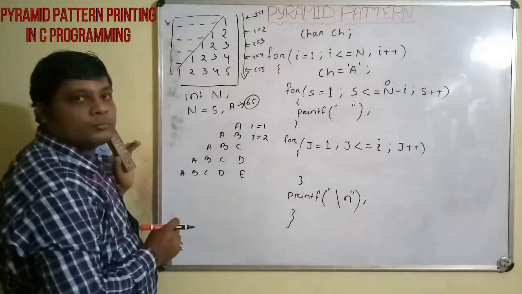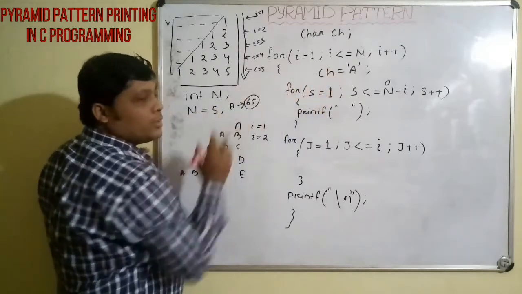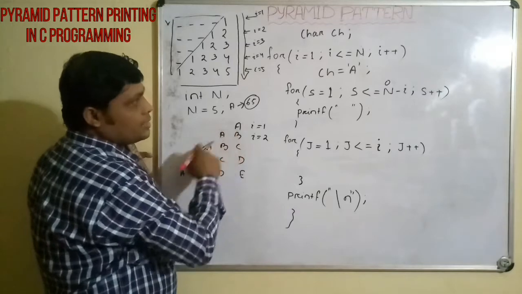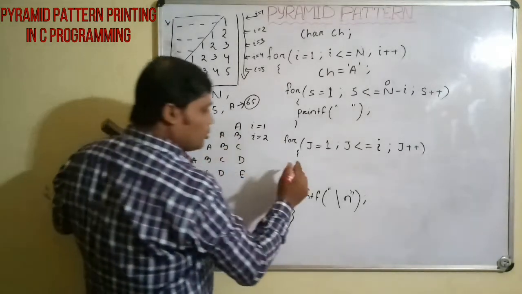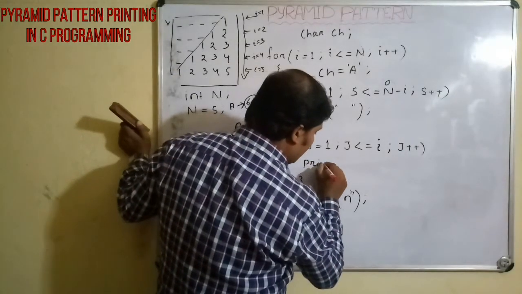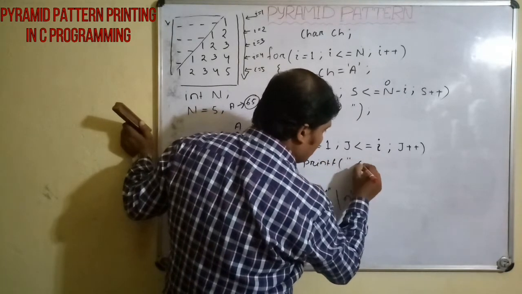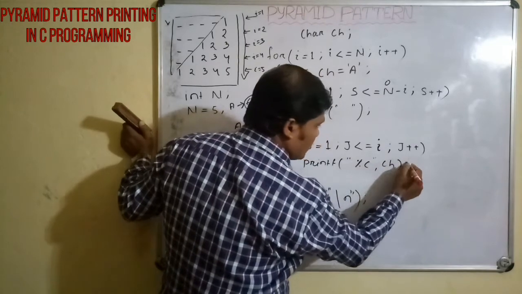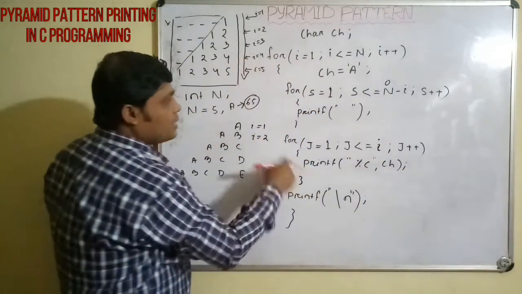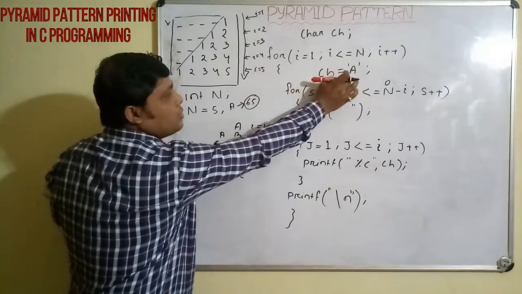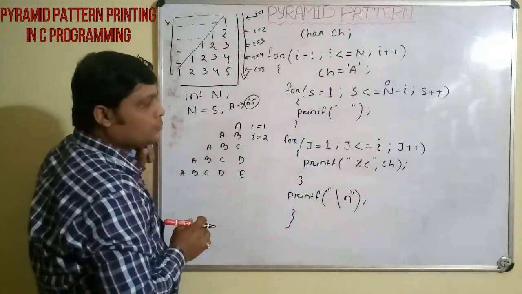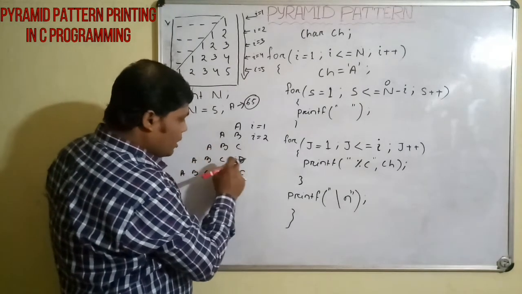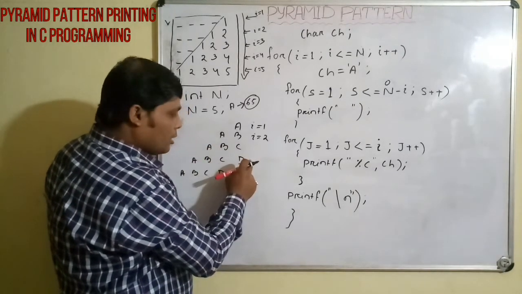All of you clear? Why am I writing this inside the loop? Because for each line, whatever the I value, CH starts from A, because here we will print the CH value, printf percentage C, then CH. Clear? Each time, whatever the I value, CH always starts from A. Now, whatever we are printing is the J loop.